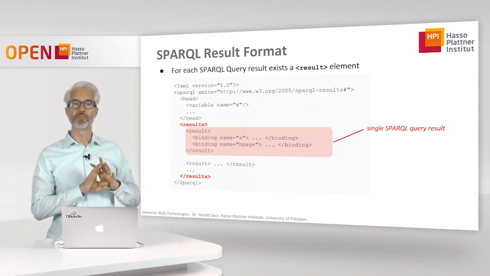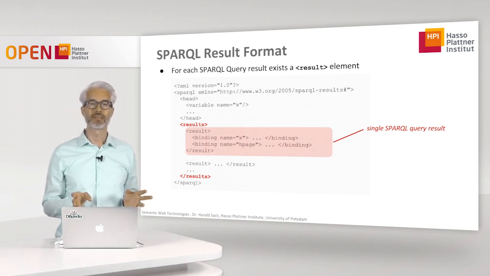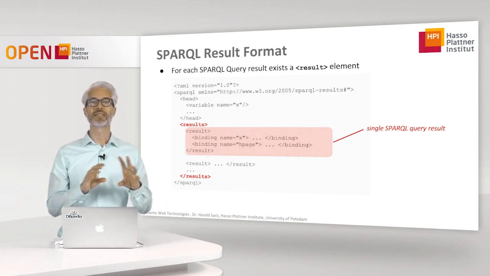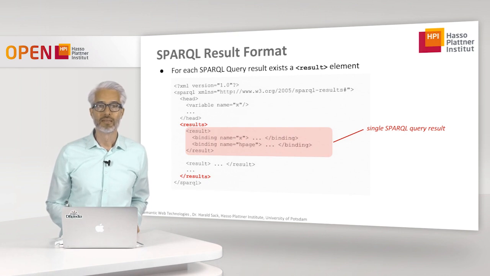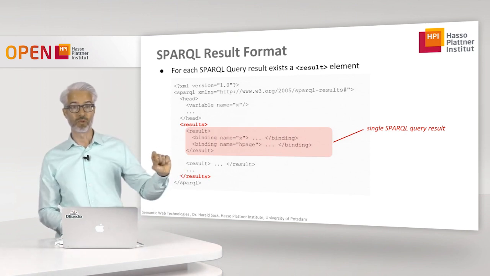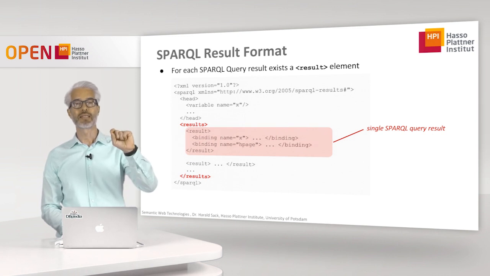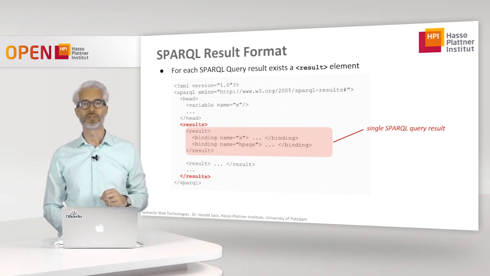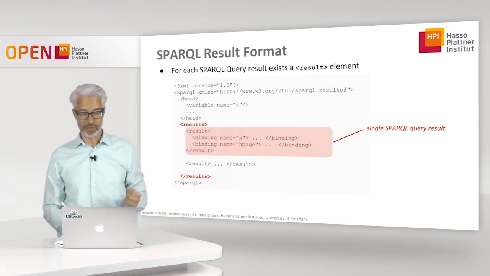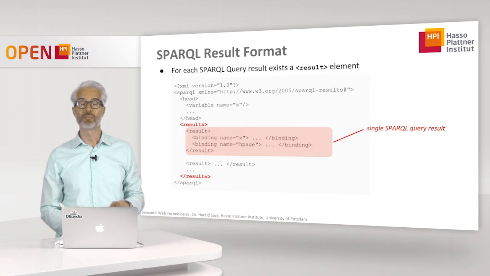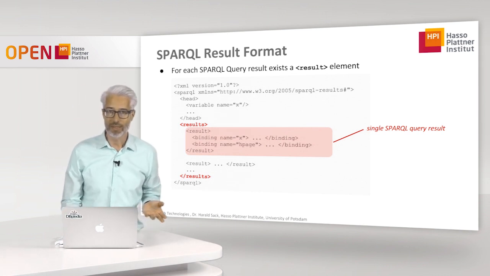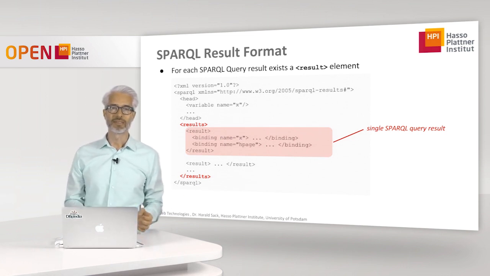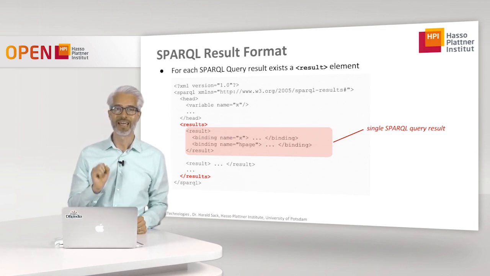Then usually there comes a section where you will find all the variable bindings, and this is in the so-called results section. There is a results tag, and in the results tag all the single results are bundled. In the results, there are single tags called result, where one line of the result is displayed for all the variables. You remember SPARQL results are always displayed as tables, so one row of the table is the same as what is in the result tags.